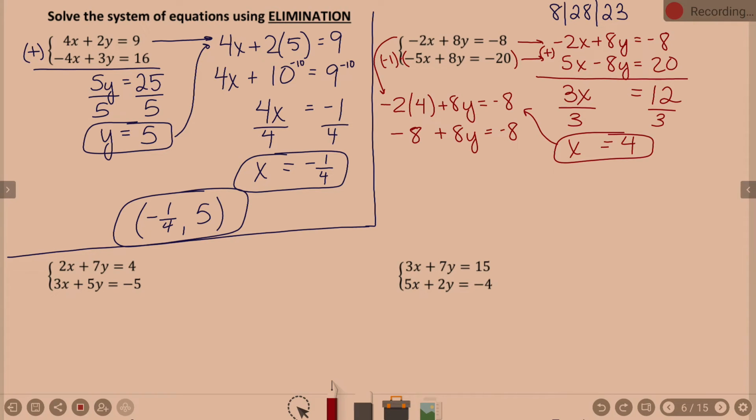How do I solve for y? If it's negative 8, I'm going to add 8. Negative 8 plus 8, 0. There's 8y. What about negative 8 plus 8 on the right? That's 0. Now what? Divide by 8, right? So don't let that 0 throw you off. Divide by 8, and what is 0 divided by anything? 0. So we have a final answer of 4, 0.